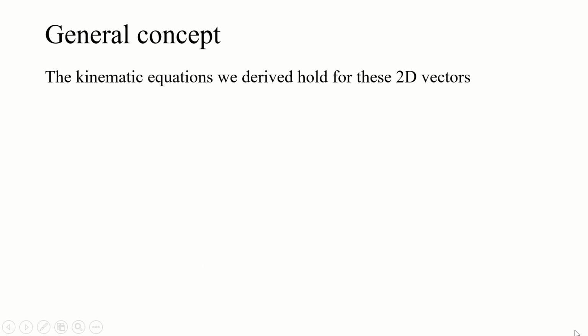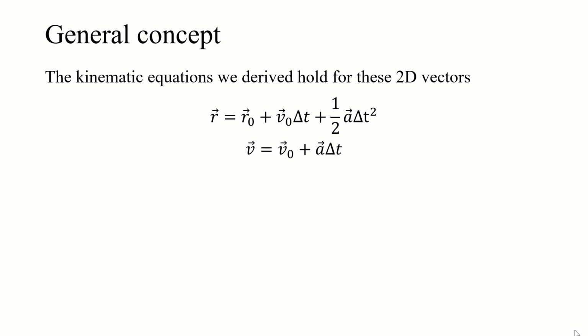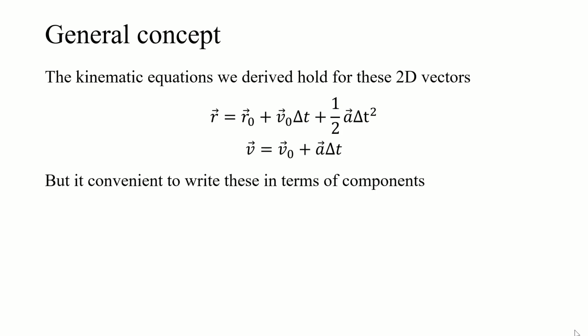What that means is when we look at the kinematic equations for constant acceleration that we derived, and the fact that those still hold for 2 dimensional vectors, we have these equations. The position vector r is equal to the initial position vector plus the initial velocity vector times delta t plus 1/2 the acceleration vector times delta t squared, or the velocity vector is equal to the initial velocity vector plus the acceleration vector times delta t. Those still hold. But it's convenient, rather than thinking about them as these complicated equations that have 2 dimensional vectors in them, to write them in terms of components.